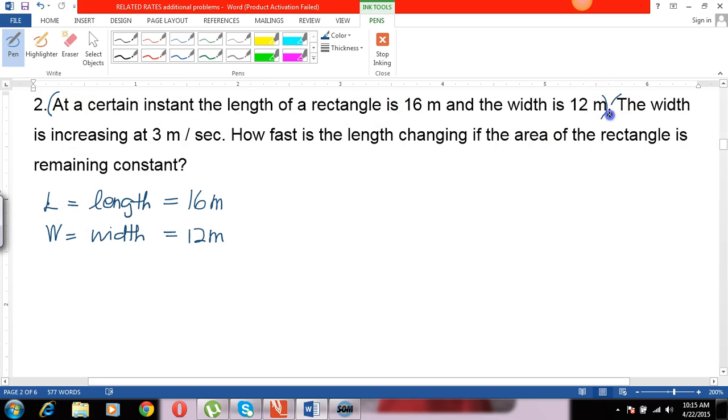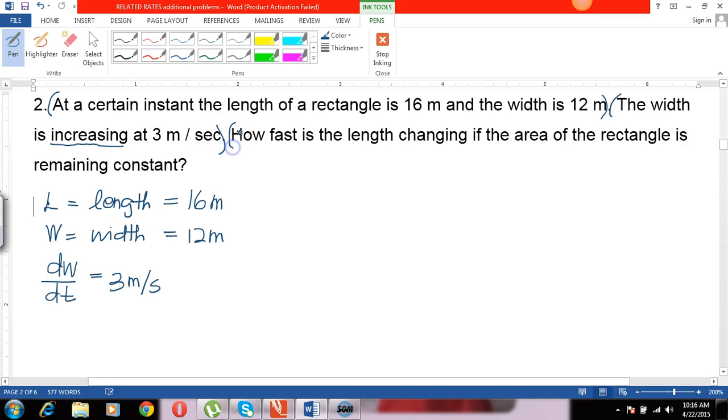The second sentence, the width is increasing at 3 meter per second. We have the word increasing here, so meaning that this is the rate of width. So we get dW over dt, the rate of width equal to 3 meter per second. Increase, so meaning that this is positive. Okay, so this is the second piece of information.